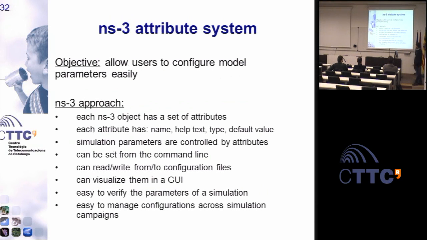And ns-3 has an attribute system that has the objective to allow users, so people who want to run simulations, to configure the simulation easily and to save configurations in an easy way. The way it is done is that every object in ns-3 has additional semantics which are used to define attributes, to give a description of the attributes, to give default values to these attributes, and to allow the user to set the default values via command line. Also, it allows getting a snapshot of a configuration, including all the instances of all the objects in the simulation, saving it to a file, recovering it, and reconfiguring it.